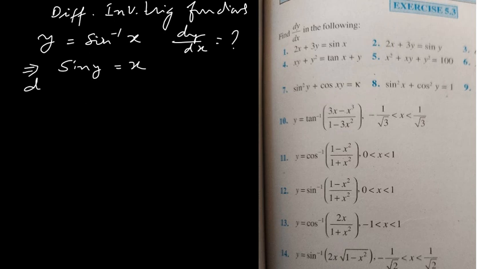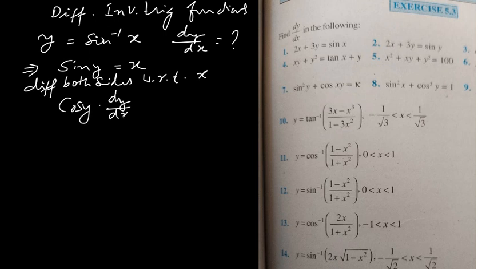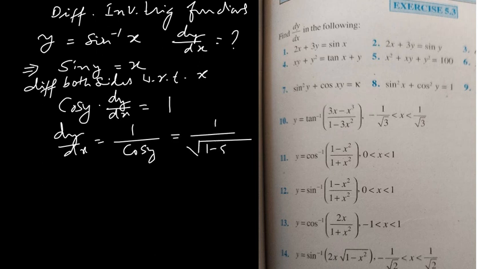So now differentiate both sides. Differentiate both sides with respect to x. So left side you get cos y into dy by dx equal to, right side is 1. So dy by dx equal to 1 divided by cos y. That's equal to 1 by square root of 1 minus sine squared y. That's equal to 1 divided by square root of 1 minus x square, since sine y is equal to x.